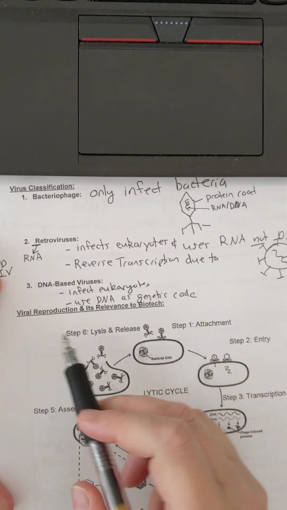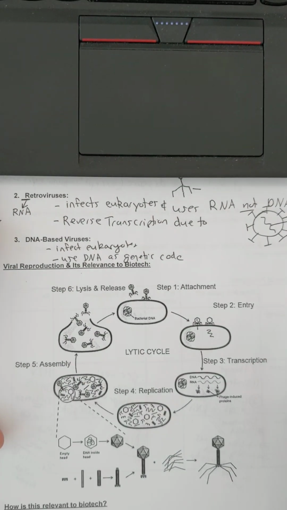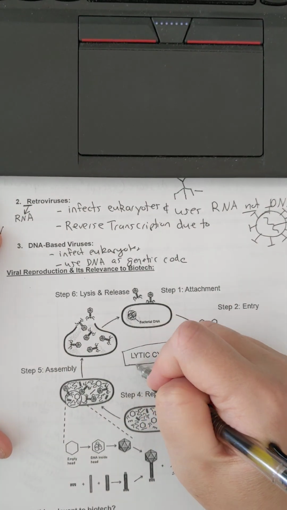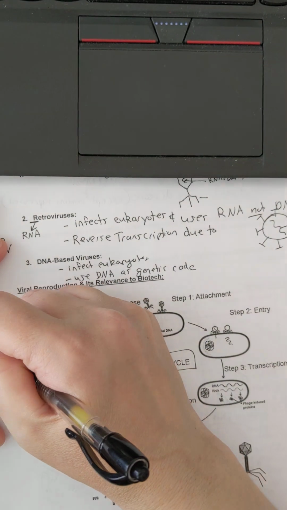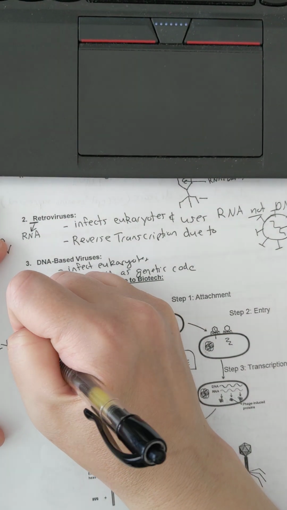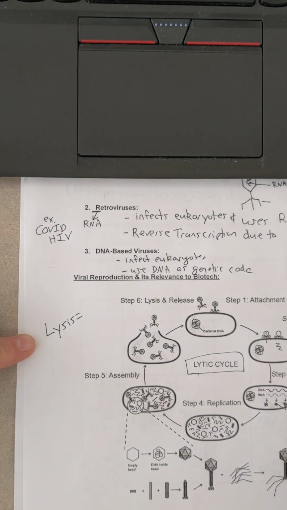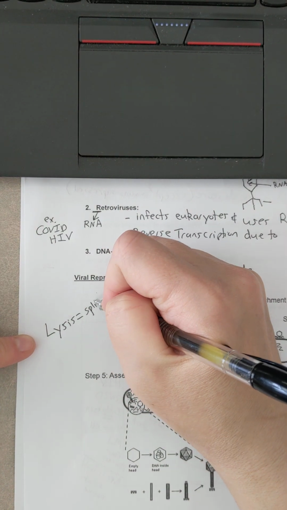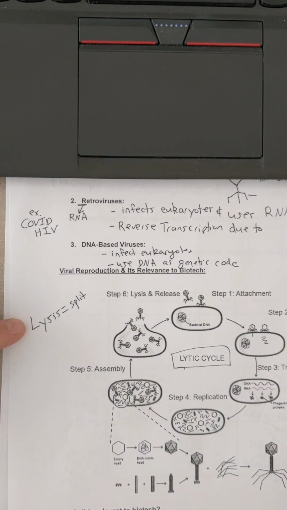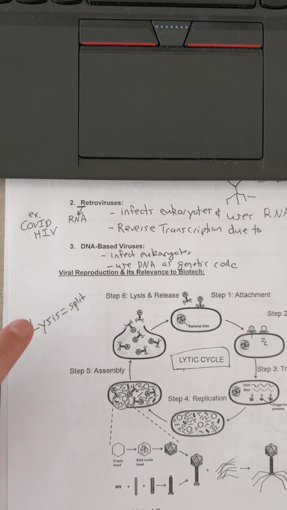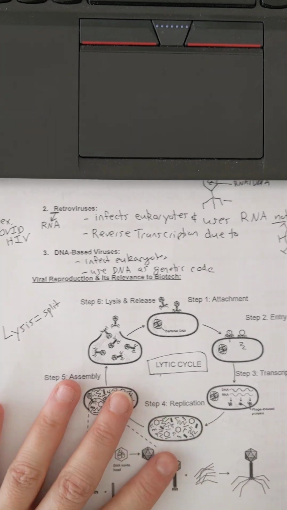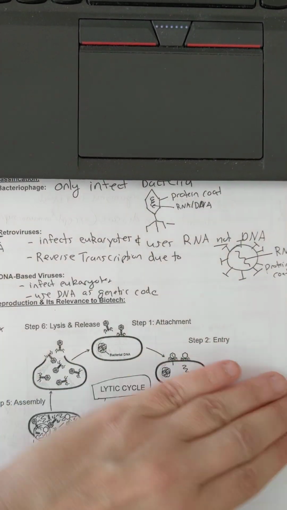So this is viral reproduction, and viral reproduction is known as the lytic cycle. Now, hopefully you remember lytic is from the word lysis, and that means to split. We are going to figure out why we call viral reproduction the split cycle or the lytic cycle when we get to the end.